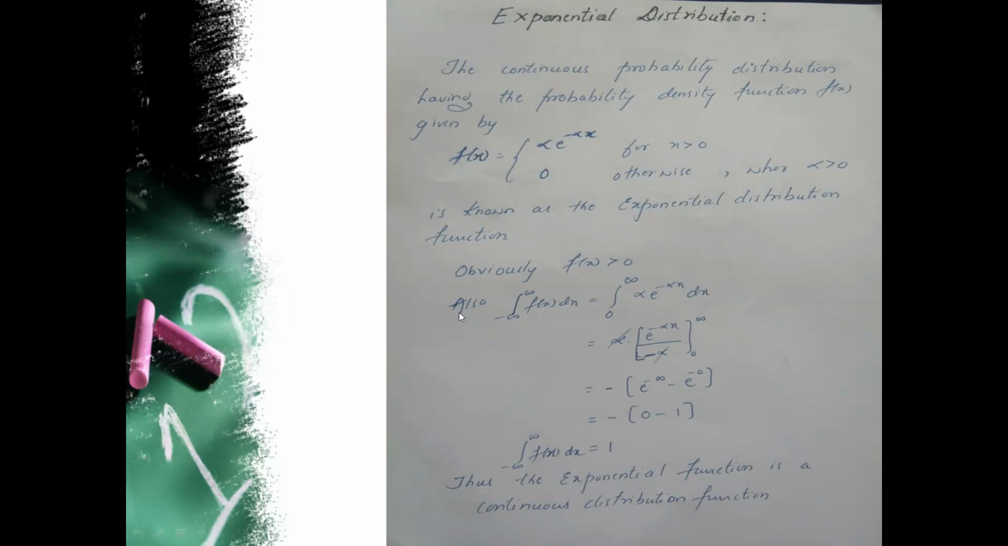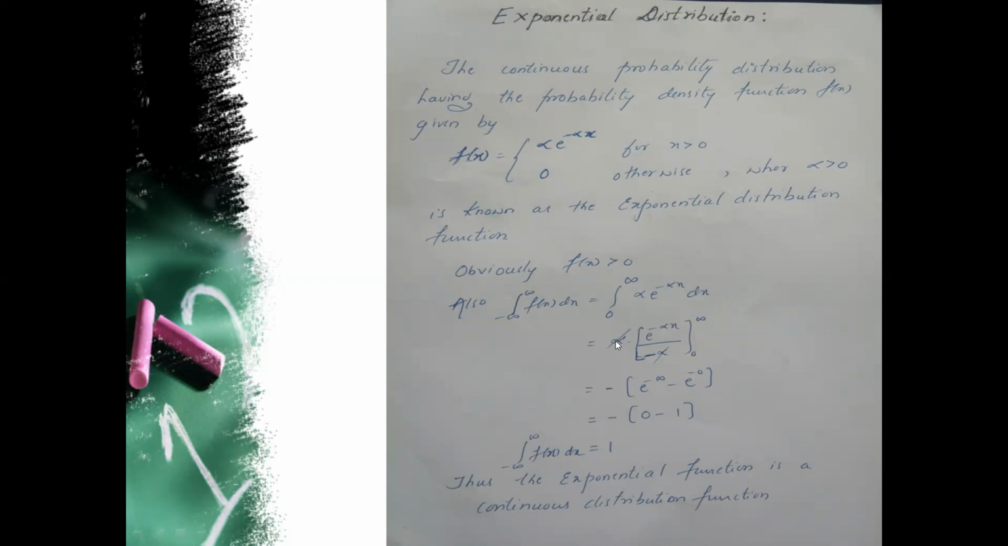And if you consider the other condition, that is integration from minus infinity to plus infinity of f of x dx, we will take integration from 0 to infinity, because for an exponential function x is always greater than 0. So instead of minus infinity to plus infinity, we will take integration from 0 to infinity of f of x, that is alpha e raised to minus alpha x dx.